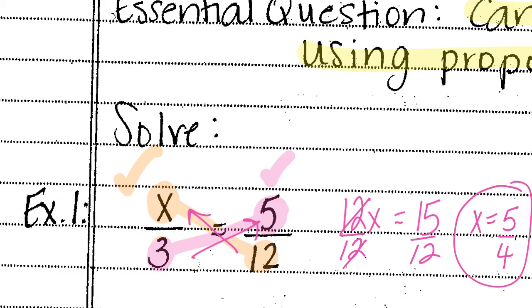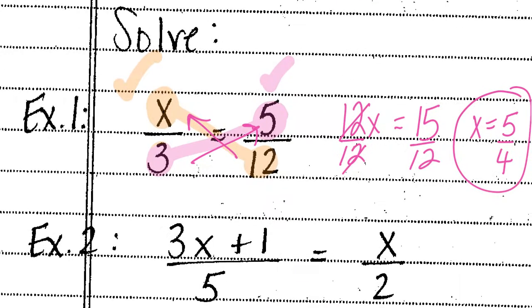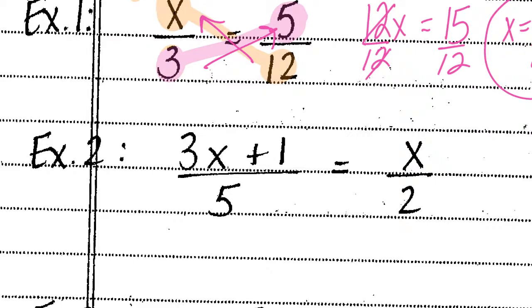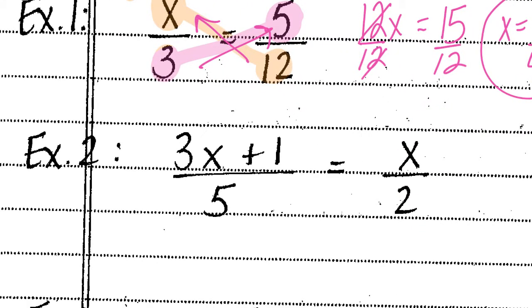Now, this is a pretty easy one, but they're going to get a little tougher. So let's go ahead and look at something like example 2. We're going to keep the same concept. We're going to multiply up, keep the top left on the top left, and we're going to multiply up. Sorry, I meant to change colors there. And we're going to keep the top right on the top right.